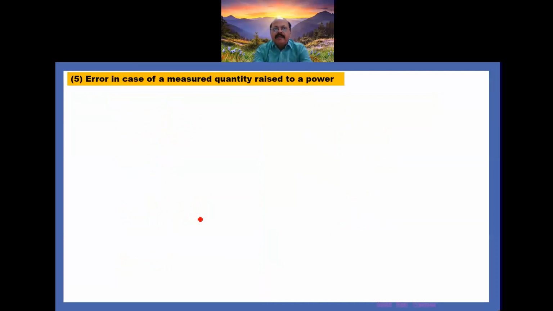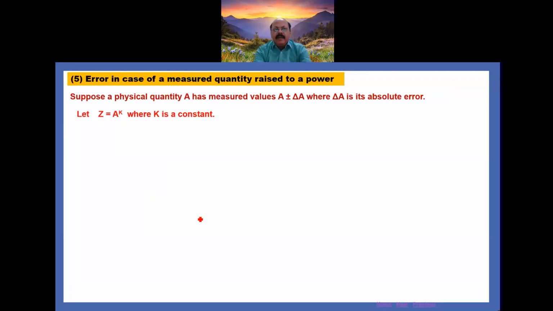Now, error in the case of a measured quantity raised to a power. Suppose a physical quantity A has the measured value A plus minus delta A, where delta A is its absolute error. Let Z equal A raised to the power K, where K is a constant. Then we can write Z equal to A into A up to K times. So now it is a product.